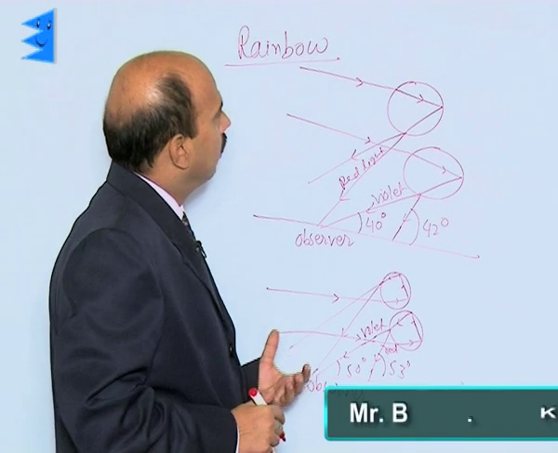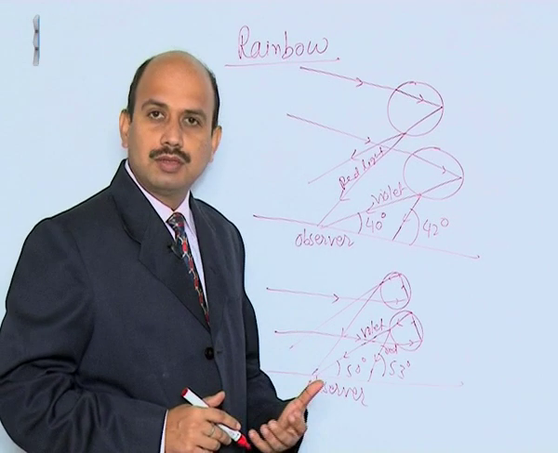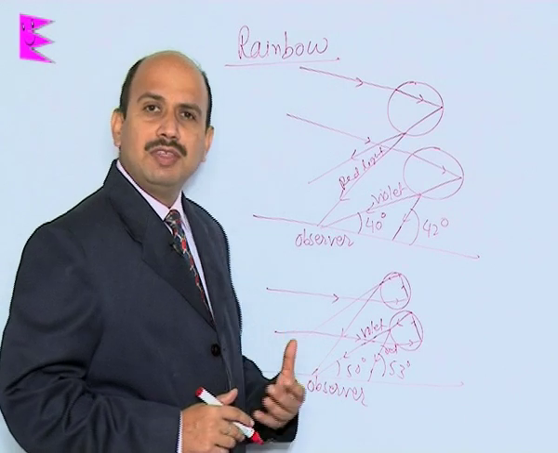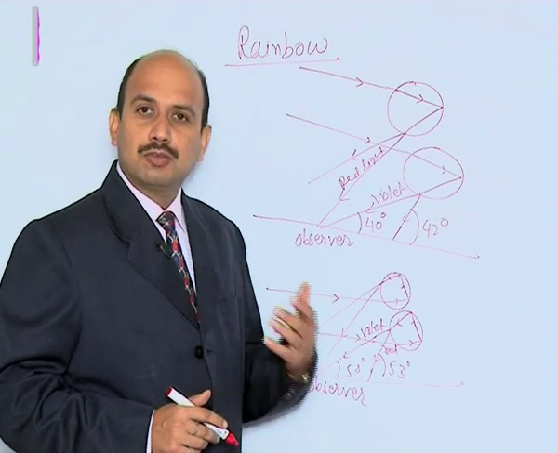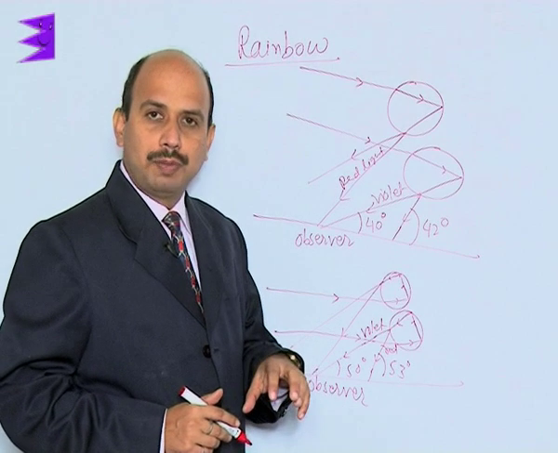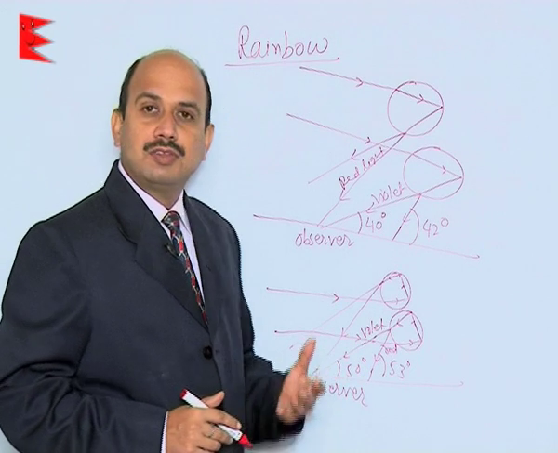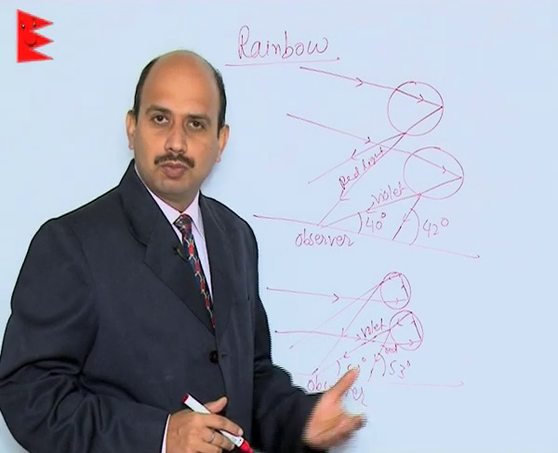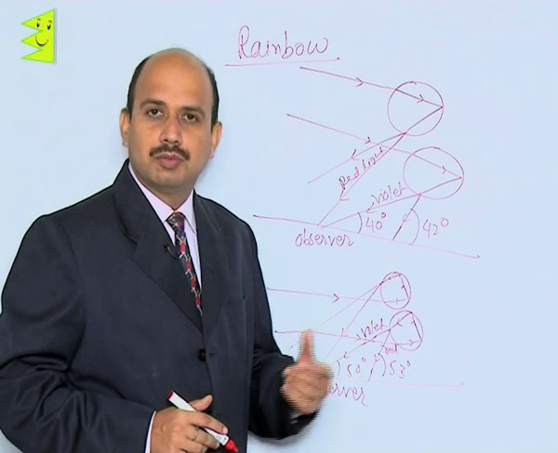Now see here, what is a rainbow? A rainbow is the spectrum of sunlight in nature. Generally we see a rainbow in the sky just after the rain, because water droplets remain suspended in the atmosphere, and when sunlight falls on these water droplets, they form a spectrum, and that spectrum is seen in the form of a rainbow. See here, a rainbow can be of two types, that is a primary rainbow and a secondary rainbow.